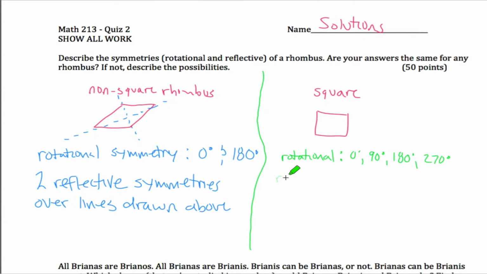What about reflective? Well, it turns out we have 4 of those as well. We can reflect over that line, reflect over this line, reflect over this line, or reflect over this line. And those are poorly drawn, but basically connect the midpoints, either of these two sides or these two sides, or the diagonals, these or these guys. So those are all your symmetries.